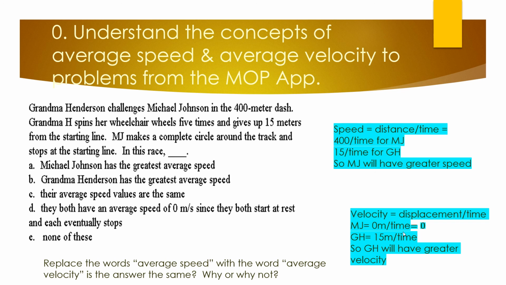This time, if we're concerned about average velocity instead, as it says at the bottom, velocity is equal to displacement divided by time. MJ's displacement is 0, so his velocity is 0. Grandma Henderson's displacement is 15 meters divided by some time, so Grandma Henderson will have a greater velocity because she actually has a numerical value, whereas MJ has 0 velocity. So that's it for Chapter 3, Part 1.